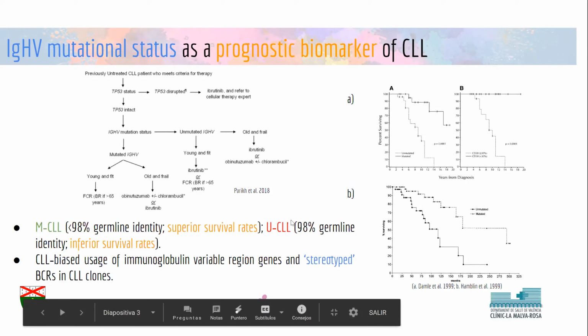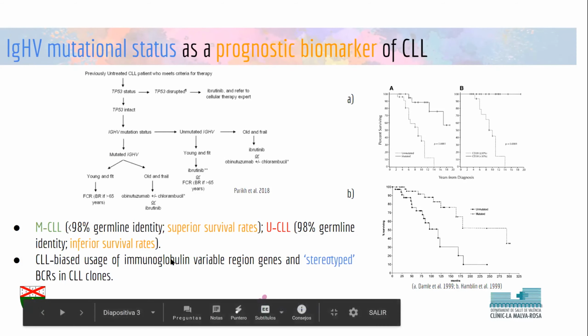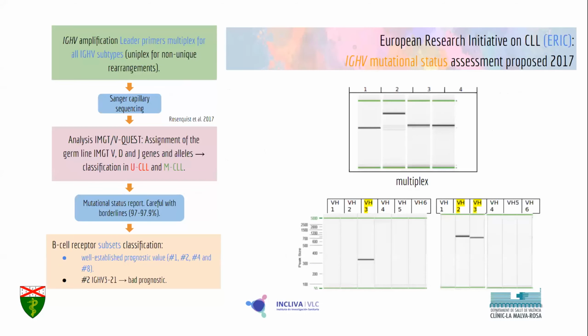So when the TP53 gene is not mutated, the next step as an important prognostic biomarker is to determine the mutational status of the variable region of the heavy chain locus. It's also known that there's a biased usage of the immunoglobulin VDJ genes, and also what are known as stereotyped BCRs, which are common combinations of different V, J genes, and also D and CDR3 motifs of sequences that are clustered into groups for their prognosis.